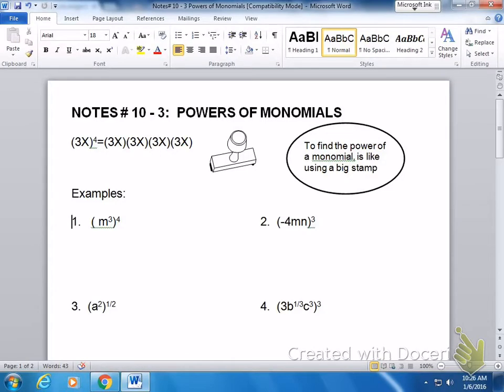All right, guys, so today we got 10-3. We've added polynomials, we've multiplied monomials. Today we're going to raise monomials to powers. So the first one I have here is 3x to the fourth.